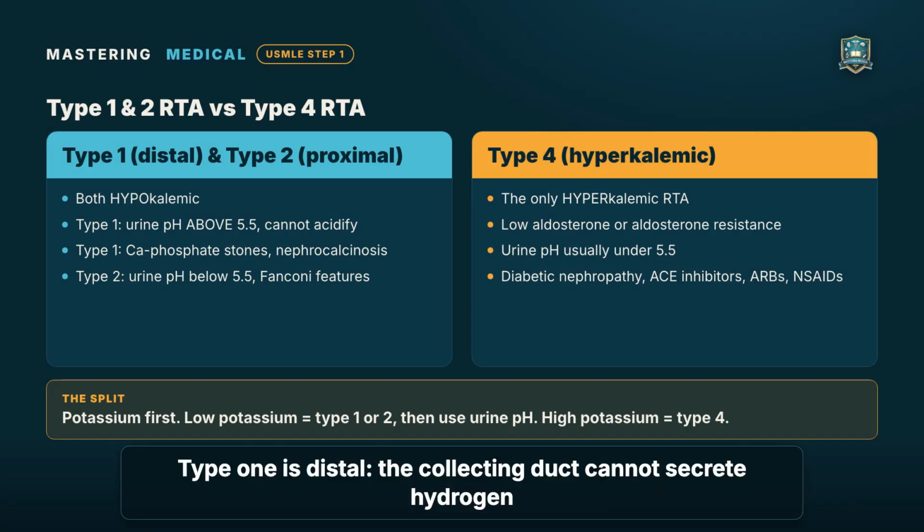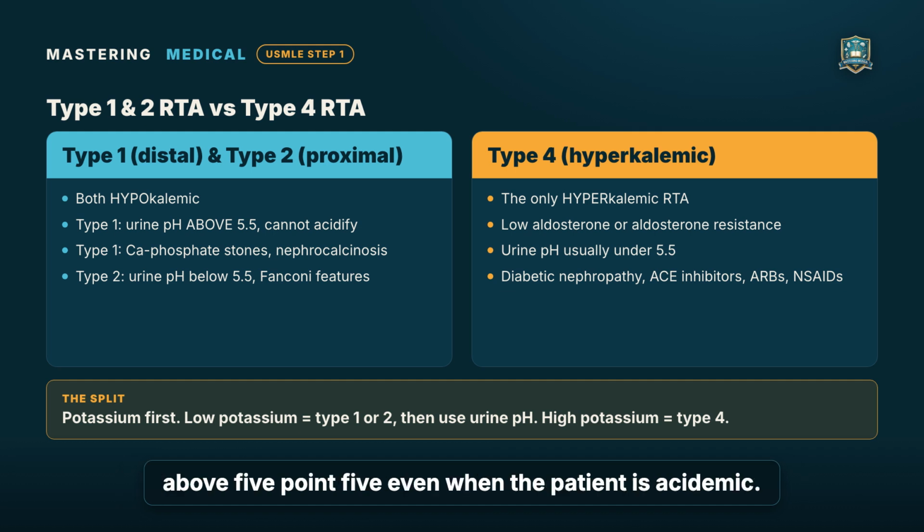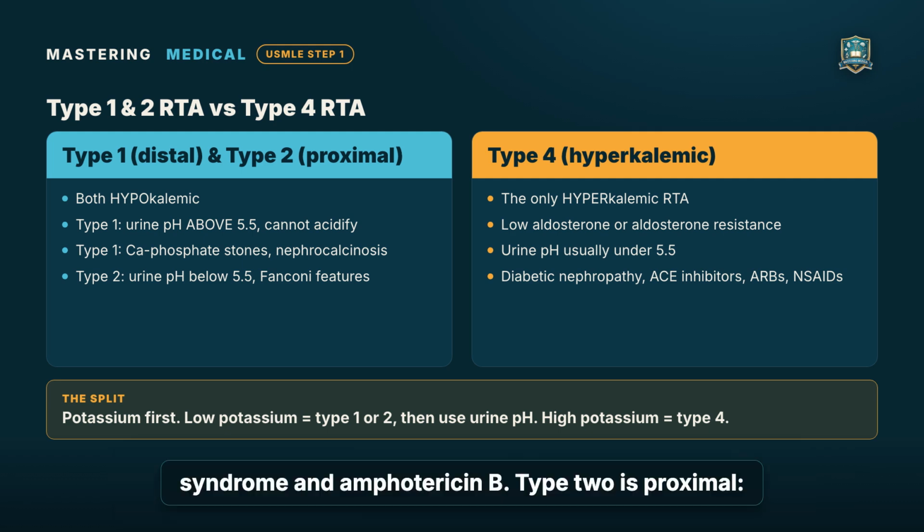Type 1 is distal. The collecting duct cannot secrete hydrogen ion, so the urine cannot be acidified, and the urine pH stays above 5.5 even when the patient is acidemic. Because the urine stays alkaline, calcium phosphate precipitates, giving stones and nephrocalcinosis. Associations are Sjogren syndrome and amphotericin B.